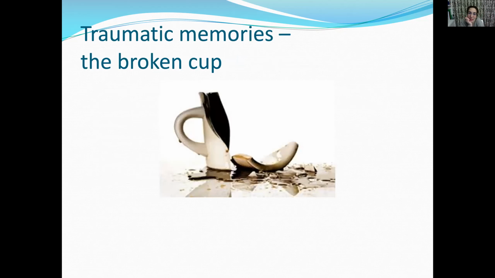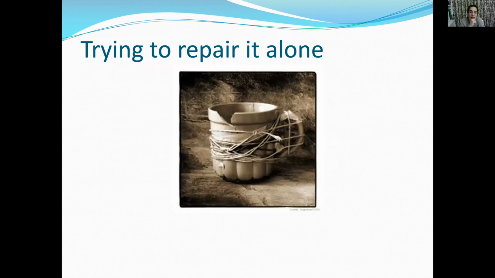So thinking about traumatic memories, we can think about the memory itself as being often just poorly encoded in the brain. So we look upon it as this kind of fragmented memory. And if they try to repair it alone, it can end up like this.